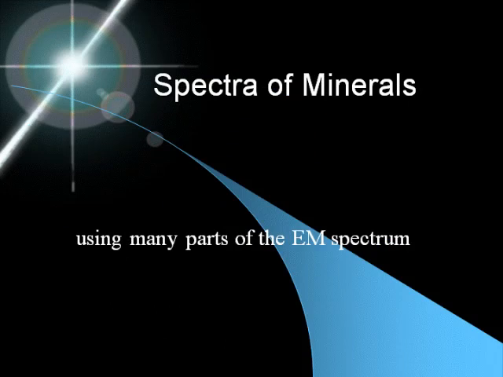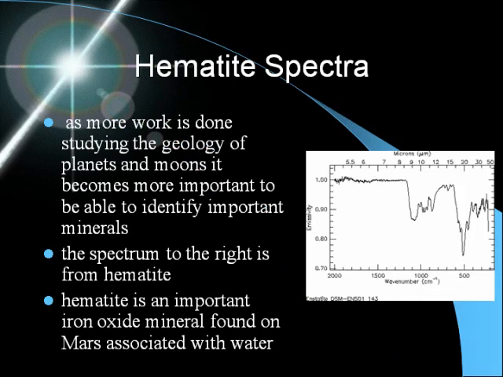And even minerals have particular spectra. Most of the spectra used to identify mineral composition is actually in the infrared. Here is a spectra of the mineral hematite. Hematite is iron oxide. It's similar in composition to rust, but hematite is a very specific mineral that generally only forms in the presence of water.